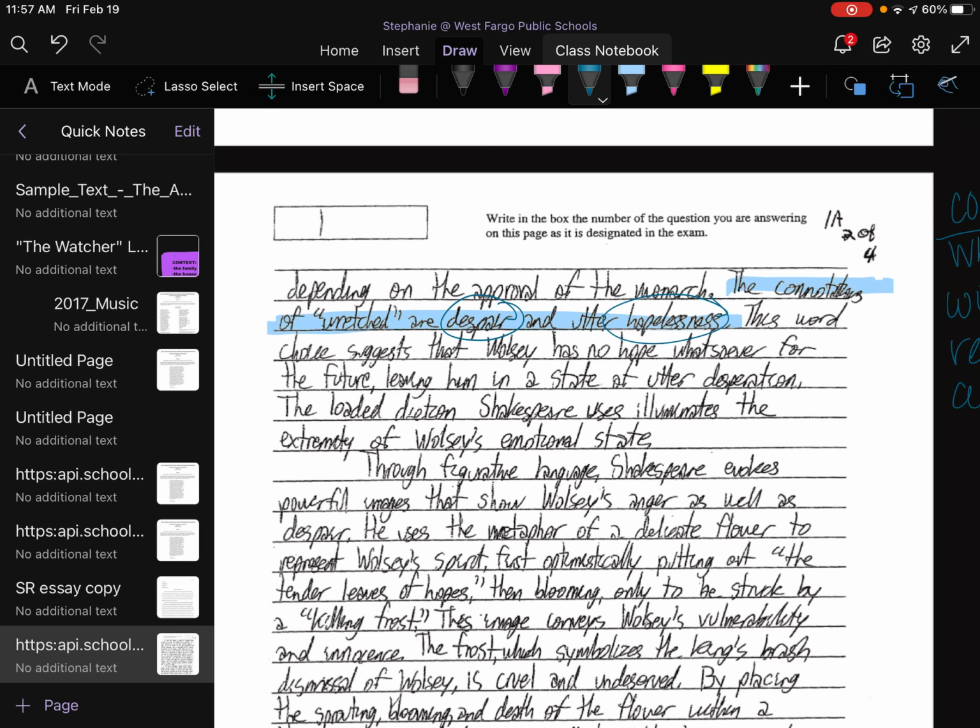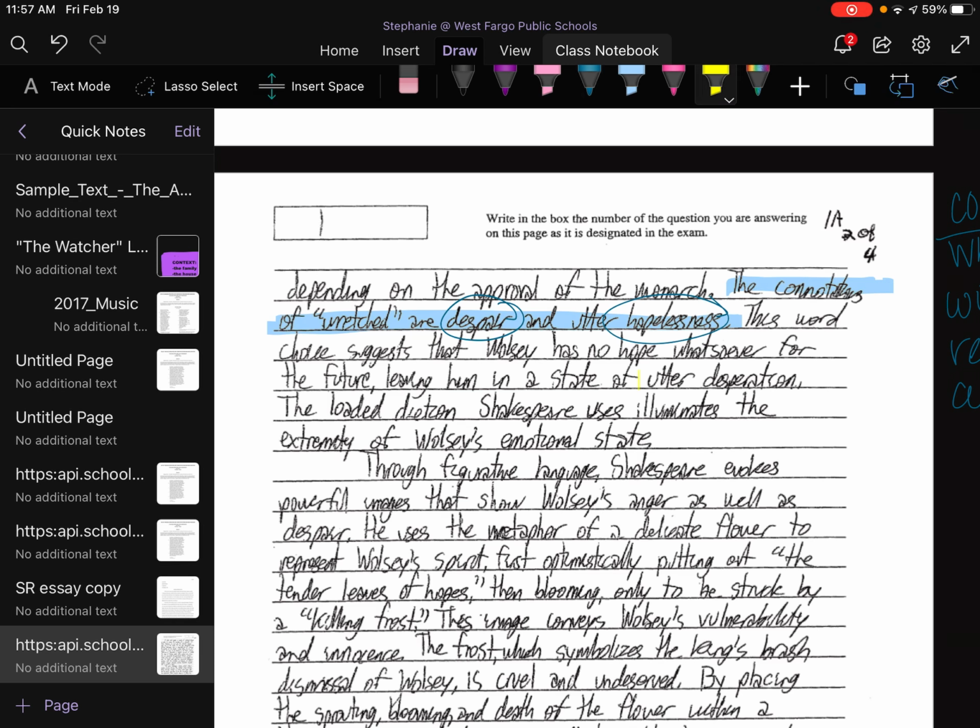So when we choose to write about diction and we choose to write about tone, we need to do something really challenging, which is telling me why do words make people feel a certain way. And that can be really challenging. What makes this sample successful is this writer does acknowledge why certain words in his evidence elicit a certain feeling. This word choice suggests that Wolsey has no hope whatsoever for the future, leaving him in a state in utter desperation. The loaded diction Shakespeare uses illuminates the extremity of Wolsey's emotional state.